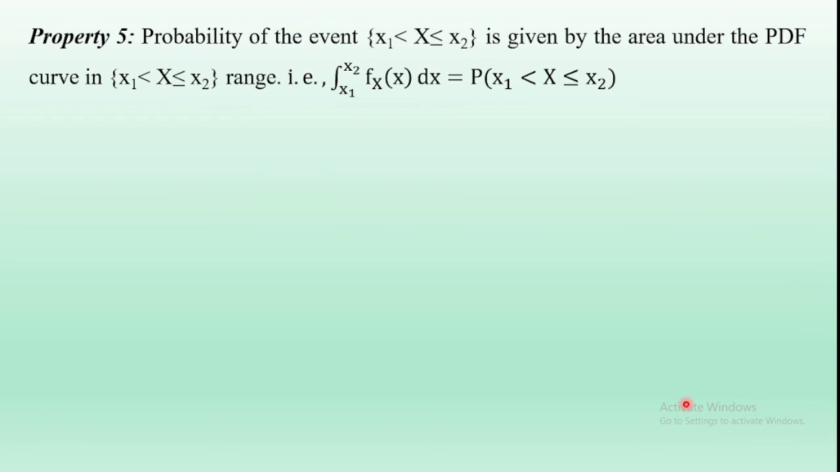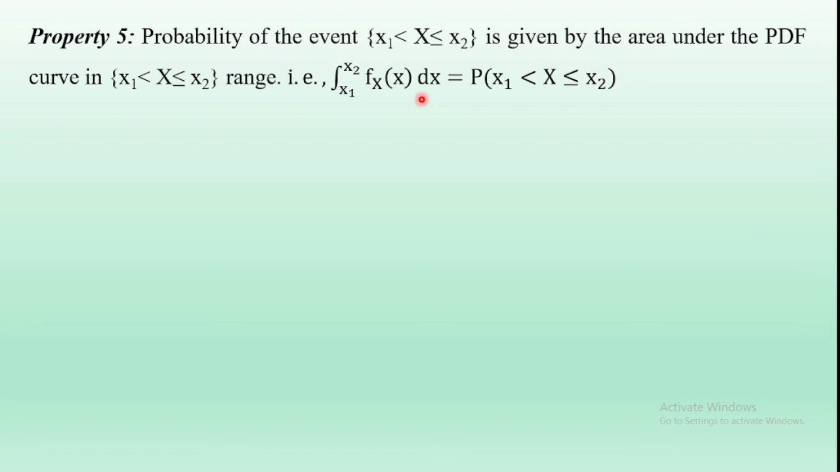The probability of the event in the interval x1 to x2, that is, the event x1 less than X less than or equal to x2, is given by the area under the probability density function curve over that interval. Mathematically, the integral from x1 to x2 of fX(x) dx is equal to the probability of x1 less than X less than or equal to x2. So now here the range of the interval of x varies between x1 and x2.